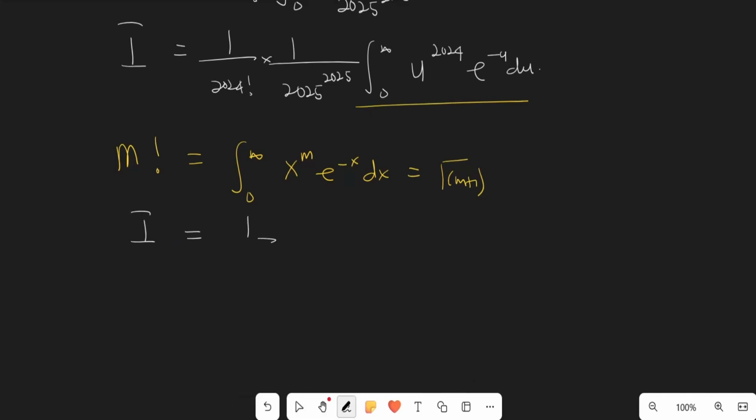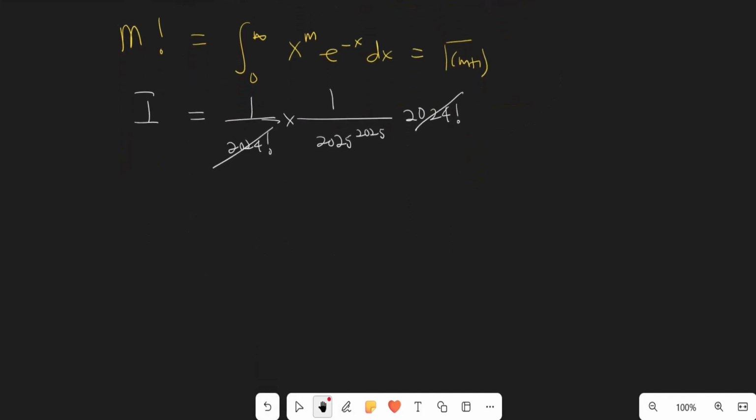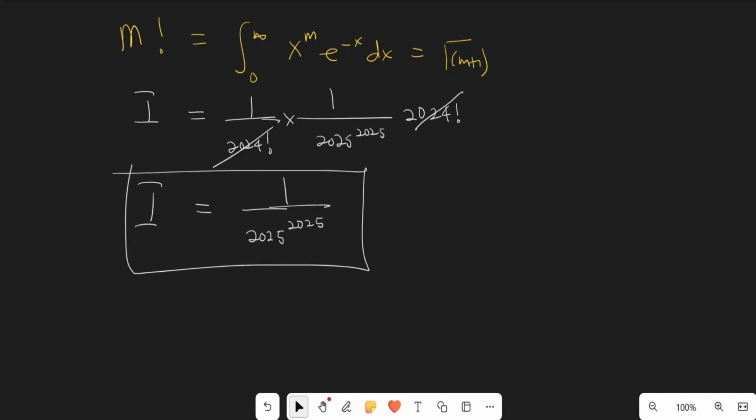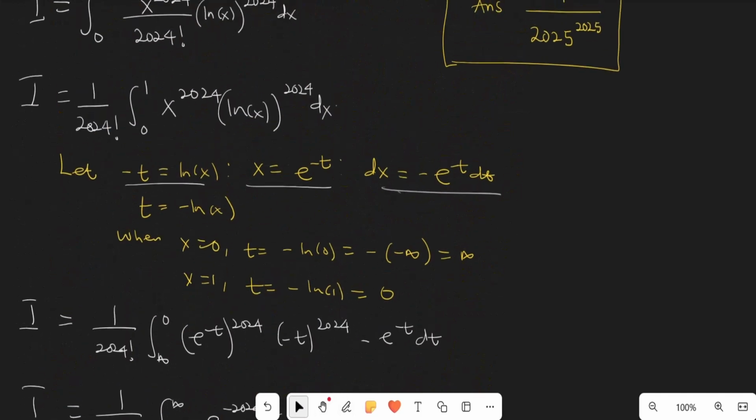So I is 1 all over 2024 factorial times 1 all over 2025 raised to the power 2025, and then this integral is just 2024 factorial, which is multiplied by 2024 factorial. And this will cancel this one out nicely, and then what you are left with is our answer, which is 1 all over 2025 raised to the power 2025, which is almost 0. So this is the answer to our integral, and that conforms with the answer that I gave earlier on in the beginning of the video, which is here.